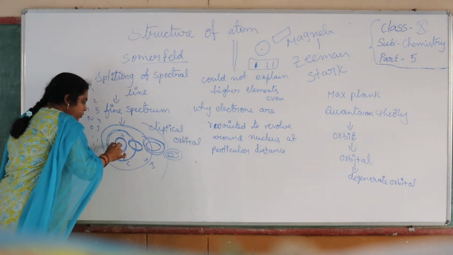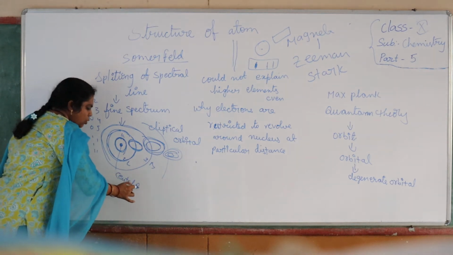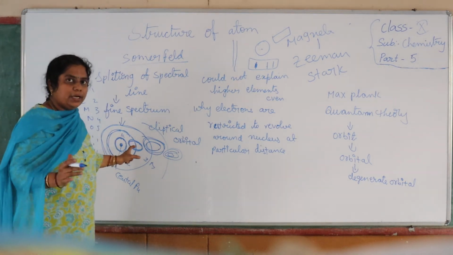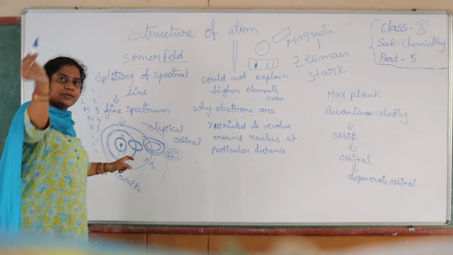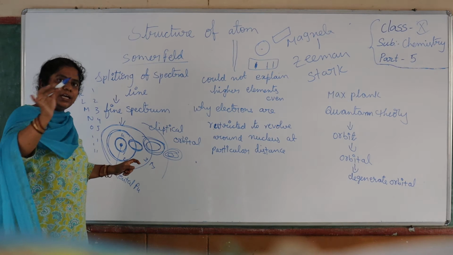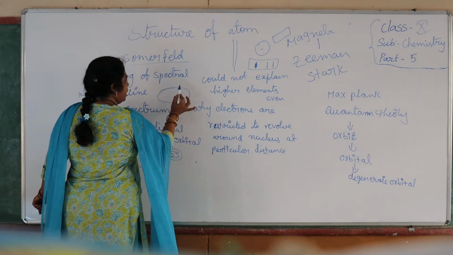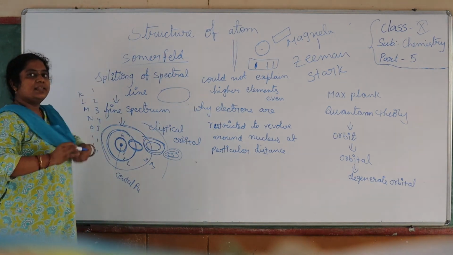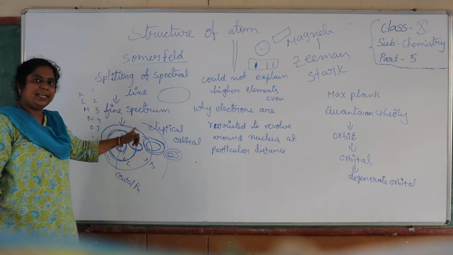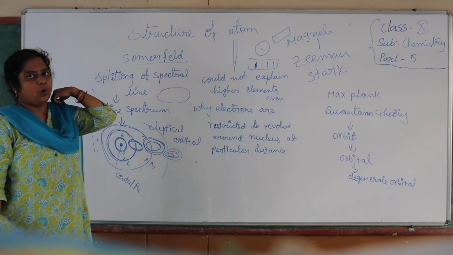He told that the nucleus will be the central focus. So due to the attraction of the nucleus, the electrons will not revolve in the circular path. Instead of revolving in the circular path, they will revolve in an elliptical one. What is the shape of the ellipse? It will be like an egg shape. They will be revolving in the elliptical shape. So for each orbit, he gave orbitals. That is the only correction that he made in Bohr's model.